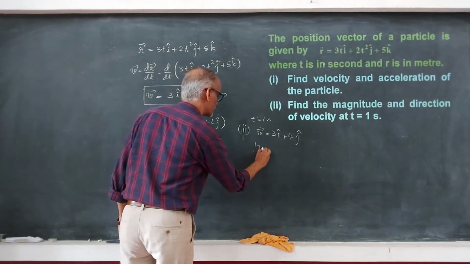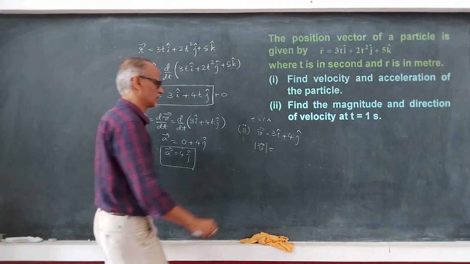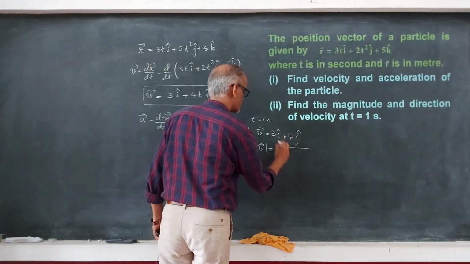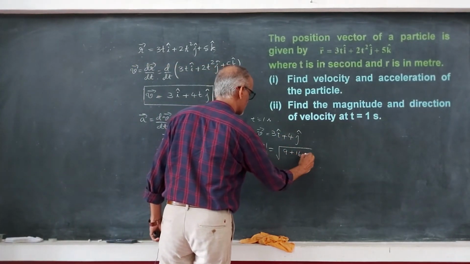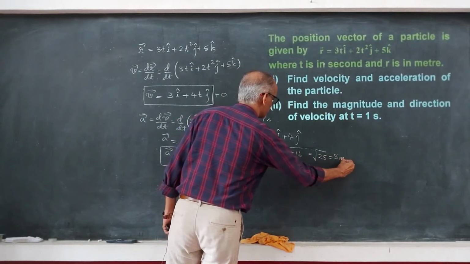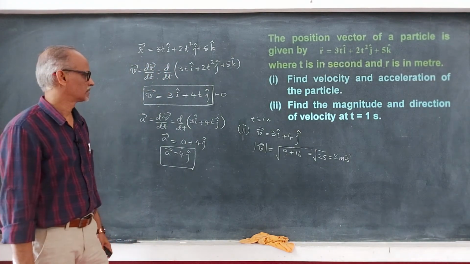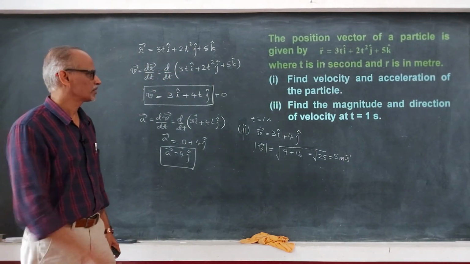How to find the magnitude? How do you find the magnitude of a two-dimensional vector? Square root of 3 square 9, 4 square 16, total 25 with the root. How much is that? 5 meter per second. So that is the value of the velocity. How to find the direction?